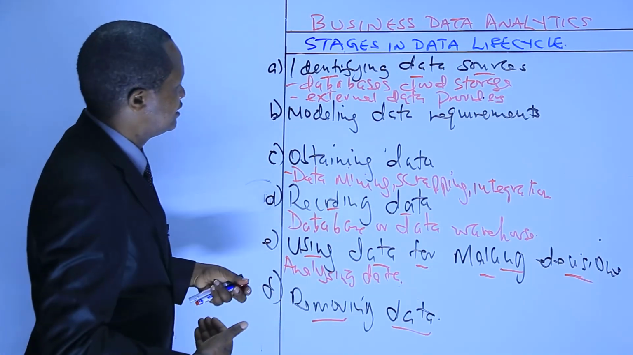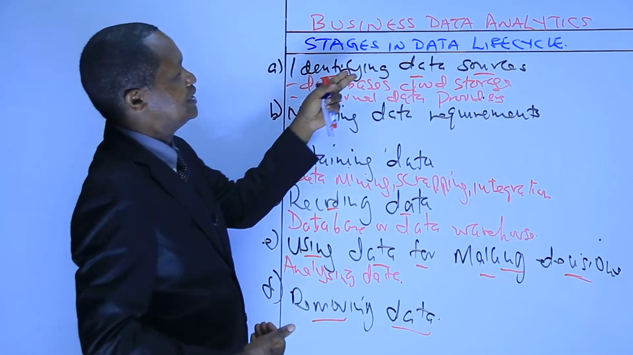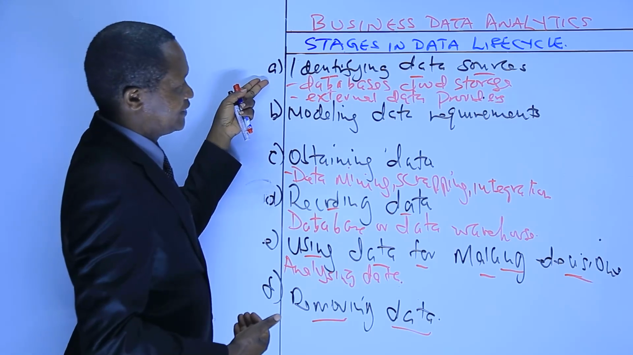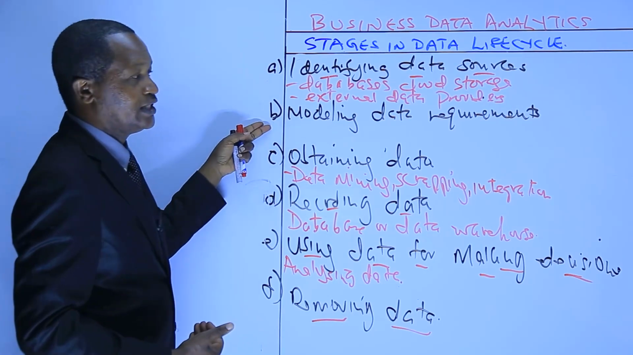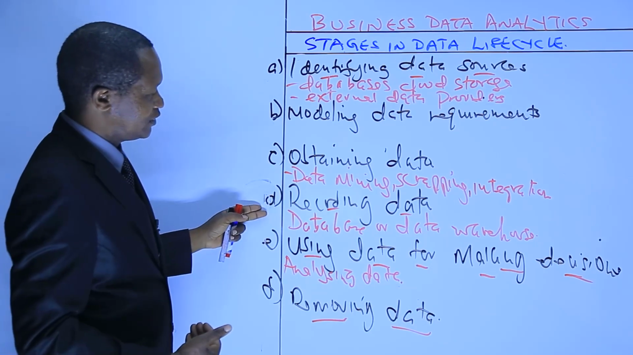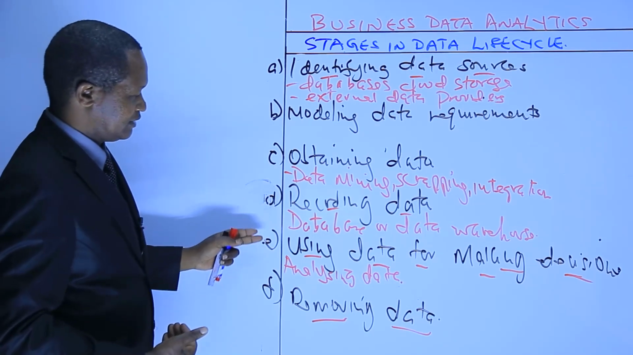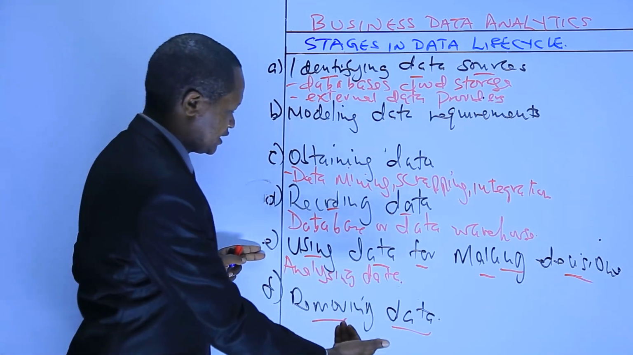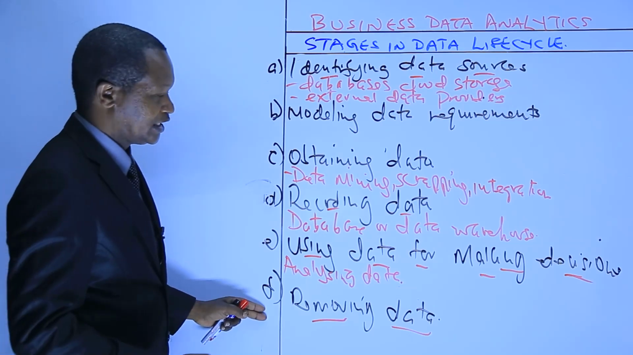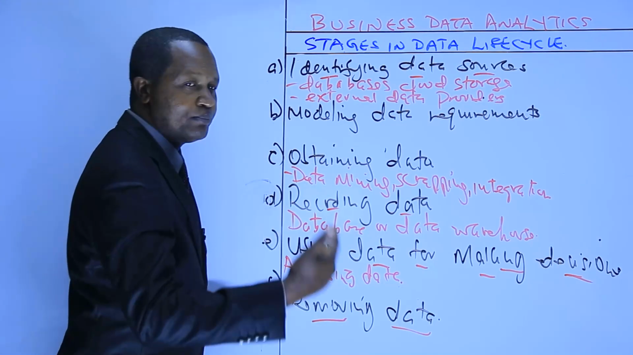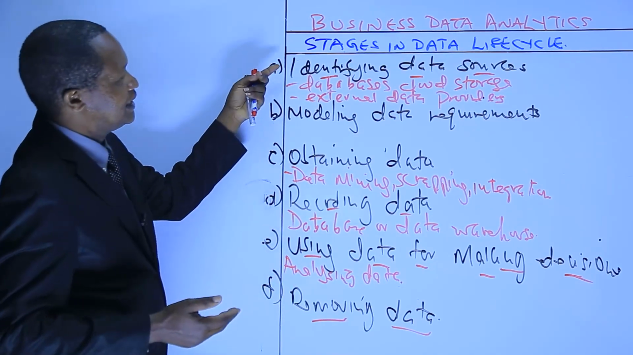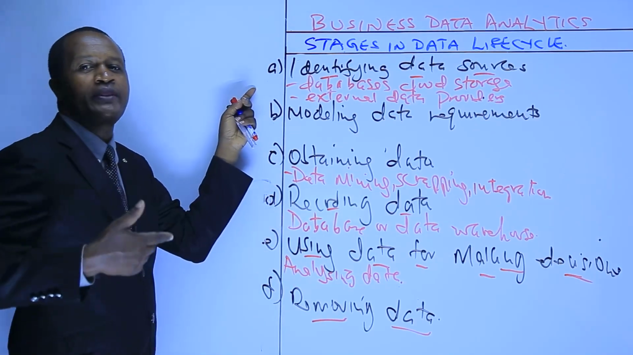So these are the 6 stages in the data life cycle. 1, identifying data sources. 2, modeling data requirements. 3, obtaining data. 4, recording data. 5, using data for decision making. Then lastly, removing data.